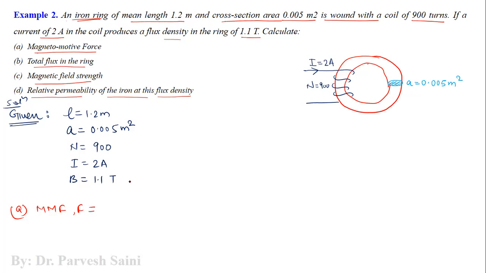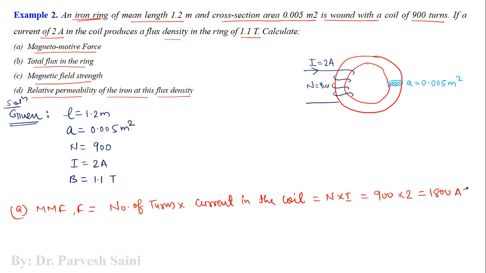So how will we find out this one? It is very simple. So the formula for this is number of turns into the current in the coil. So this is N into I. So N is 900 here and I is 2 ampere. So we have 1800 ampere turns. So this is the total MMF of this particular ring.